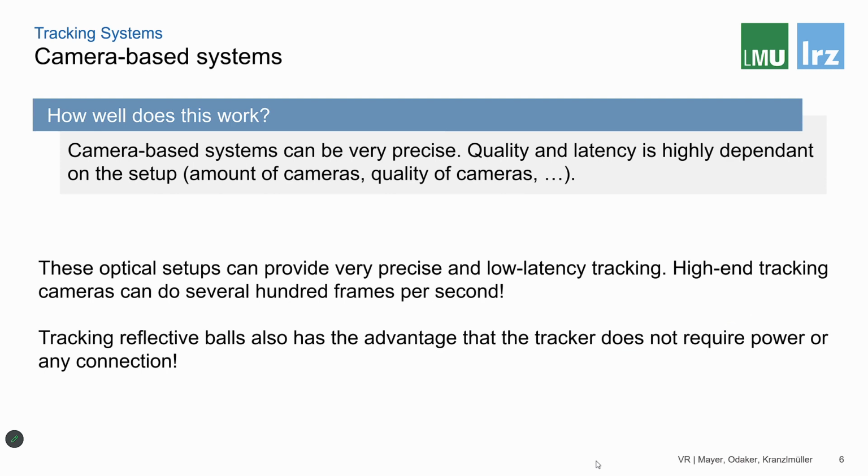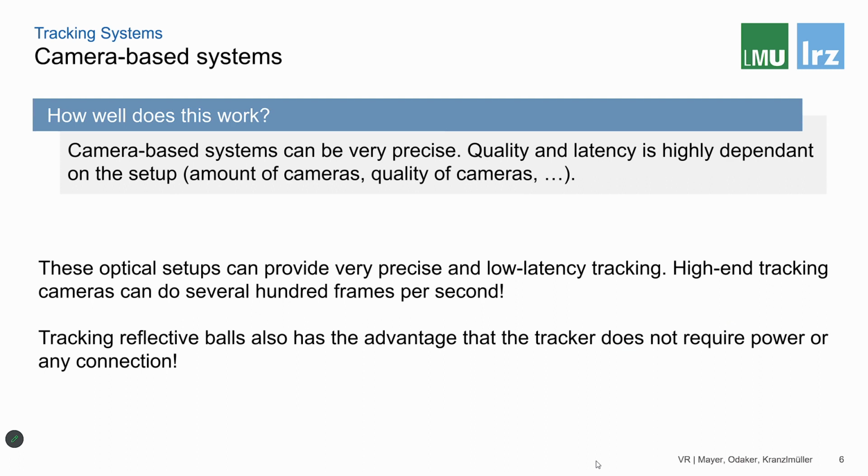And as we said, in home setups, what you usually use is sensor fusion. So you can use cameras that are like only 60 FPS because you get data from the IMUs in between the camera frames. So if you don't have a few hundred frames per second, it doesn't matter. So these optical setups, they can provide very precise tracking and provide very low latency. You just need the high-end equipment to get there.